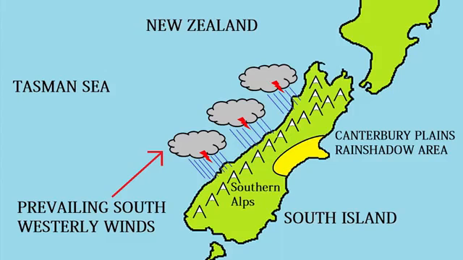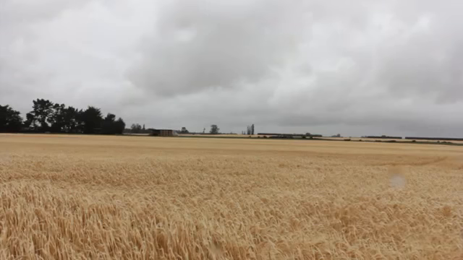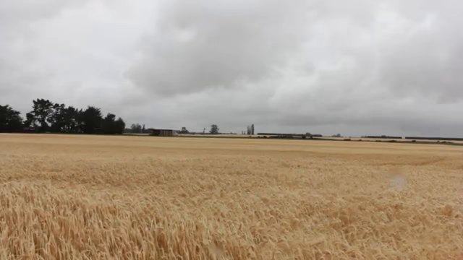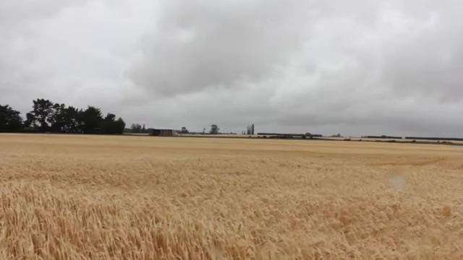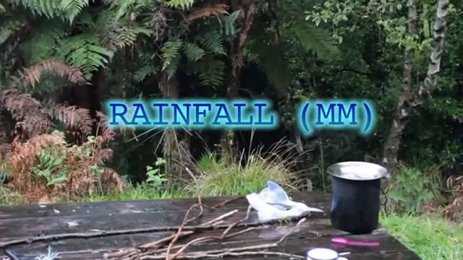For example, the west coast of the Southern Alps in New Zealand experiences a wet climate, while the Canterbury Plains east of the mountains have a drier climate. Rainfall is measured in millimetres.